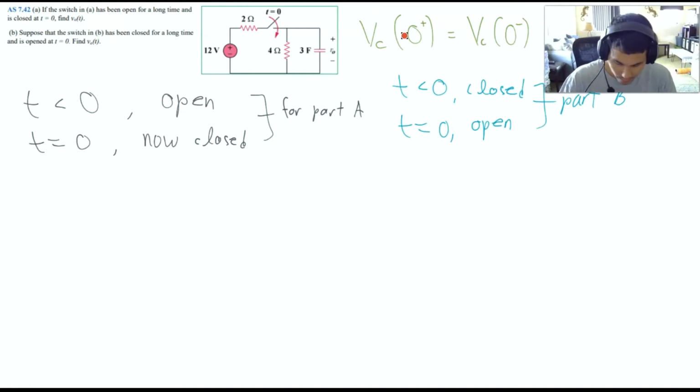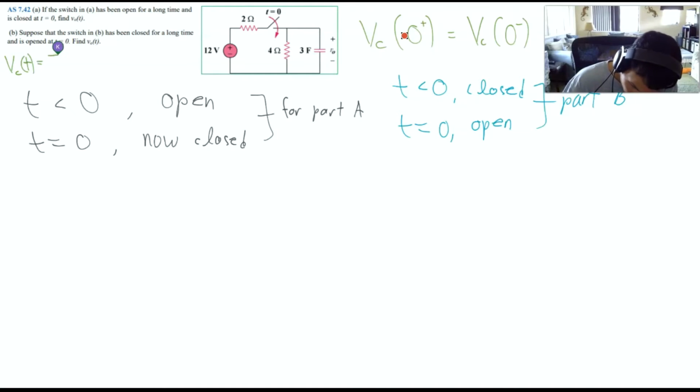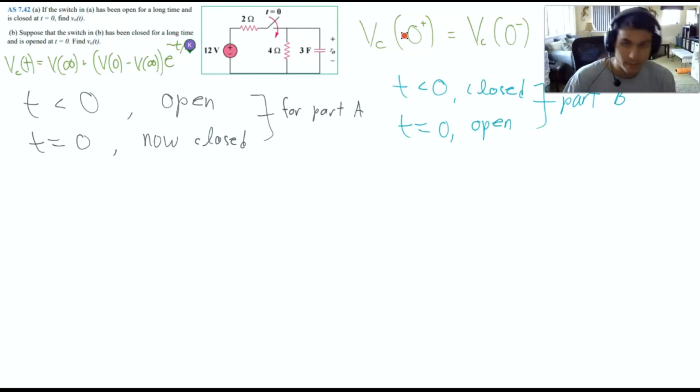And then let's write out a formula. VC of t is equal to V of infinity plus V of 0 minus V of infinity, times e to the negative t over tau. Okay, so this is the formula we're going to use to find both of these answers. So let's start answering. I'll try to keep most of part A in black.